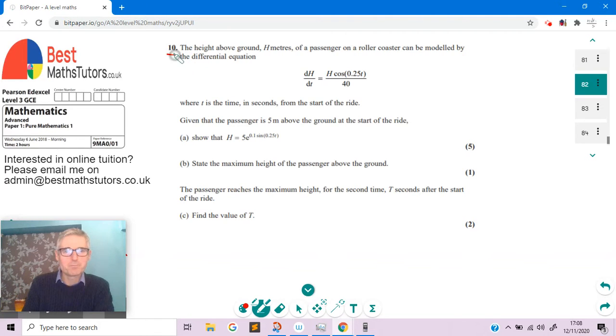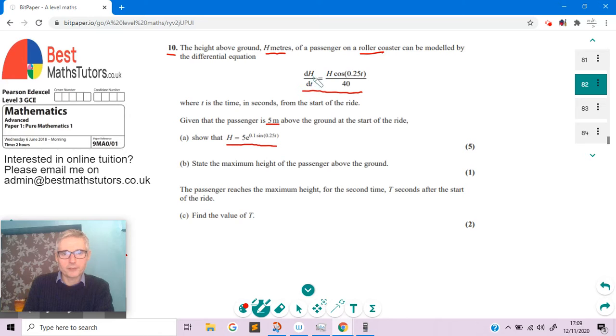So we're on question 10, and this is actually a differential equation. The height, h in meters, of a passenger on a roller coaster is modelled by this differential equation, where dh/dt, the differential of the height with respect to the time, is equal to h cos(0.25t/40). Given that the height of the passenger is 5 meters from the ground when the ride starts, we've first got to show that h is equal to 5e^(0.1 sin 0.25t).